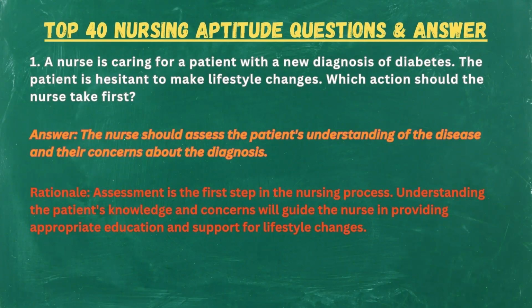1. A nurse is caring for a patient with a new diagnosis of diabetes. The patient is hesitant to make lifestyle changes. Which action should the nurse take first? Answer. The nurse should assess the patient's understanding of the disease and their concerns about the diagnosis.